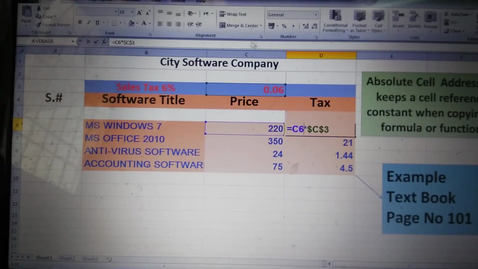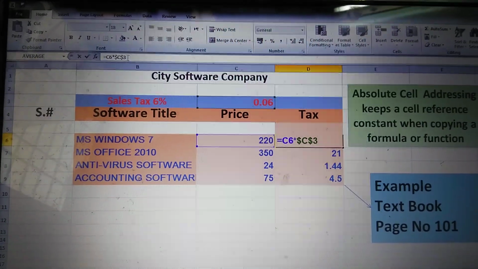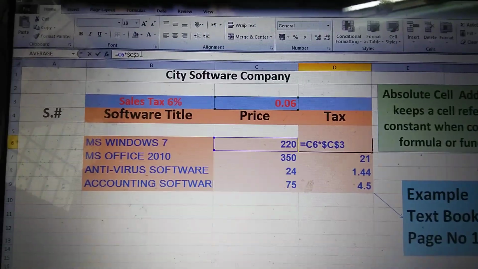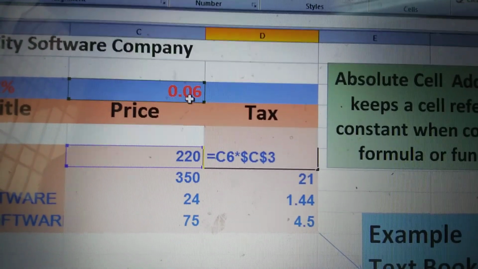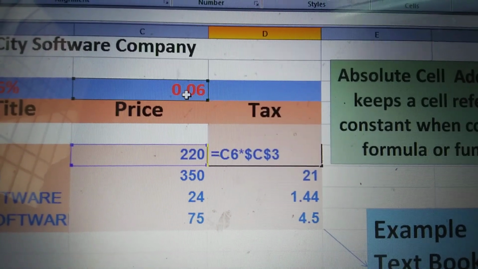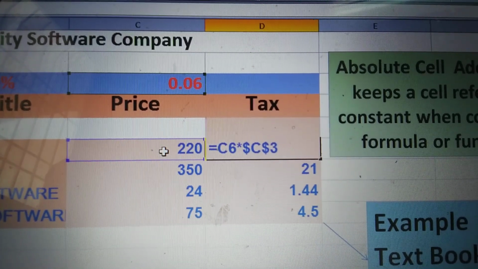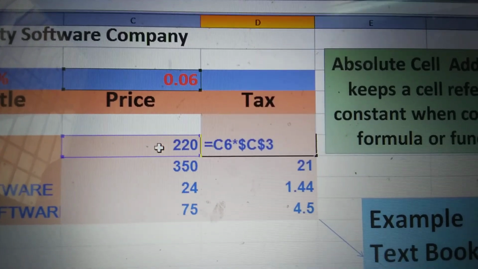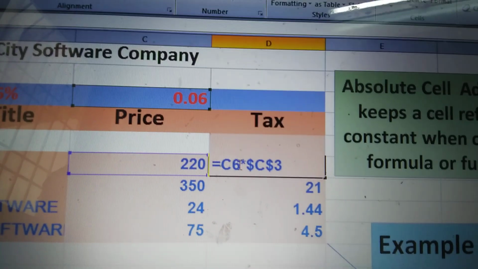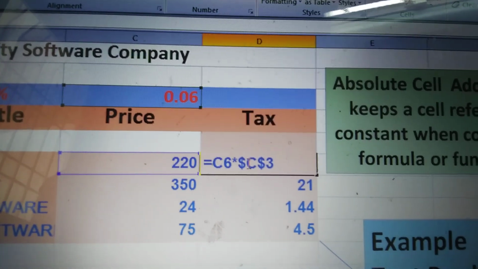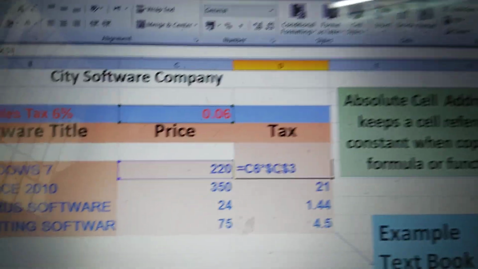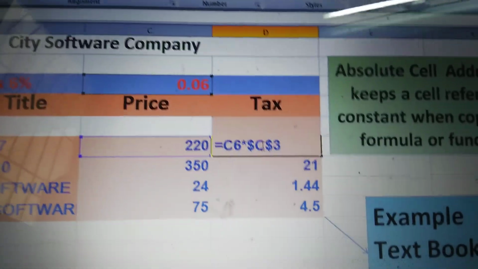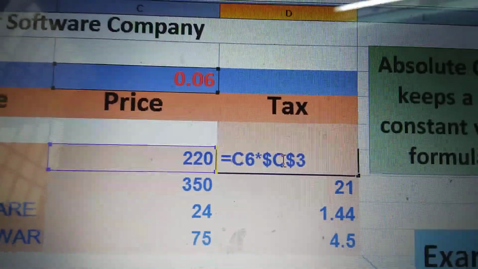Okay, now considering this example, as we proceed forward, we will see there is a formula in the formula bar. This formula bar and the highlighted cells involve two cells: C3 and C6. C6 is the cell in which the price is mentioned, and C3 is the value that contains the sales tax, and this sales tax is 0.06, as shown in the example.